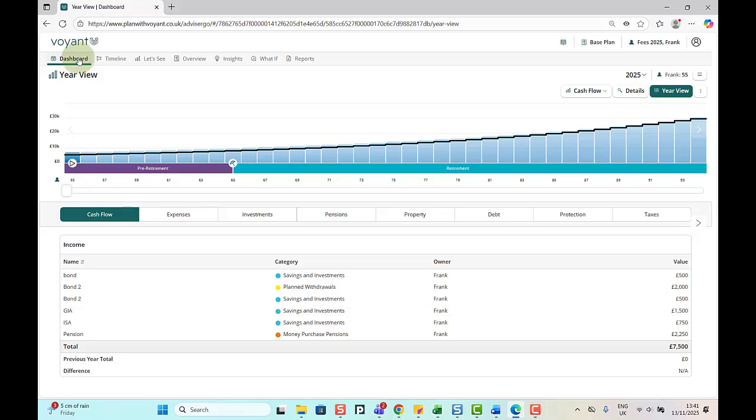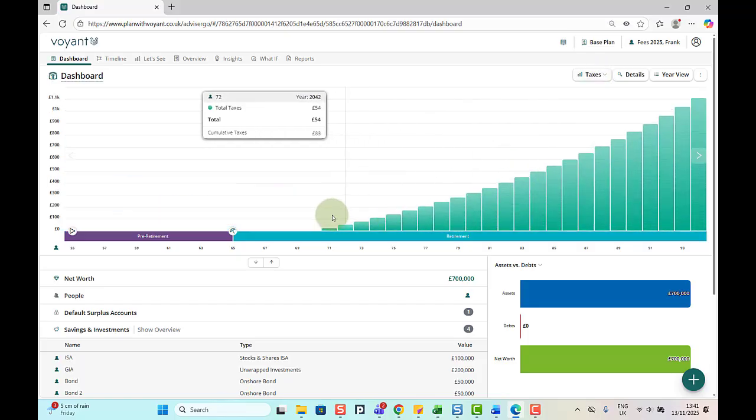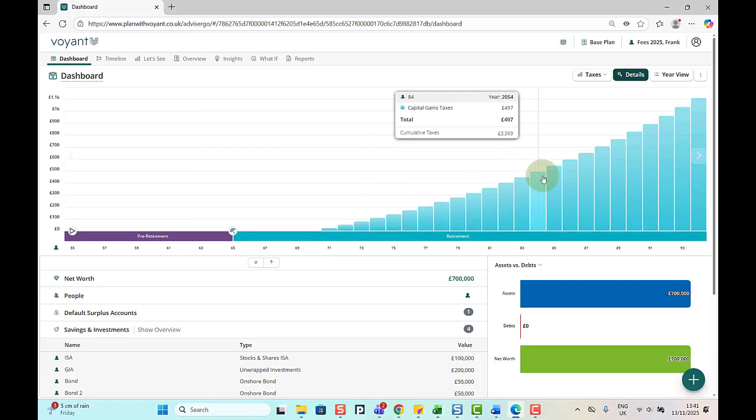Now, with regards to the fees from a general investment account, units are sold, and as such it could be assessed for capital gains tax. Now, I'm going to prove this to you now. I'm going to change the chart from cash flow to taxes. Now, you're going to see that later in the plan there are some taxes. I'm going to switch the details on, and then you can see that those taxes are capital gains taxes.